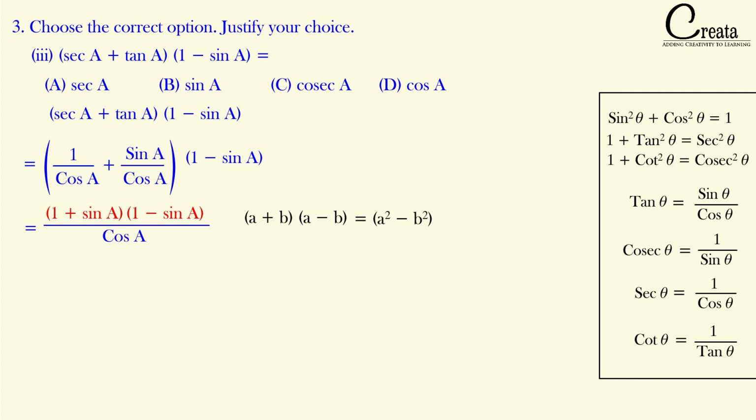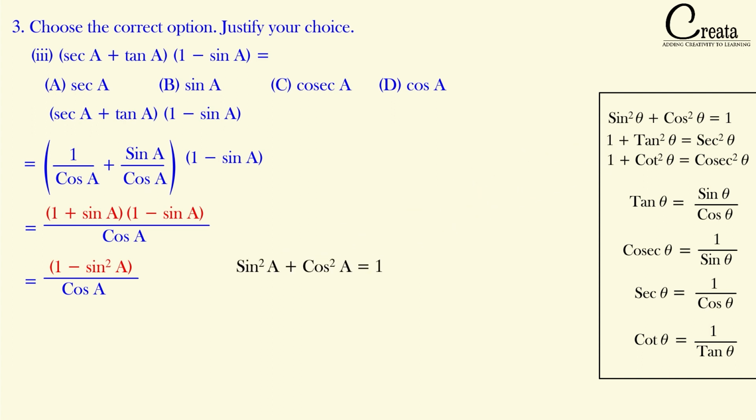Let's use the formula. It will be A square minus B square, that is 1 minus sin square A. And if we apply the first trigonometric identity formula, that is sin square A plus cos square A is equal to 1, from this we can get 1 minus sin square A is equal to cos square A. Let's replace it. Here cos and cos will cancel out. We got the answer as cos A. So the answer of part 3 is D, that is cos A.